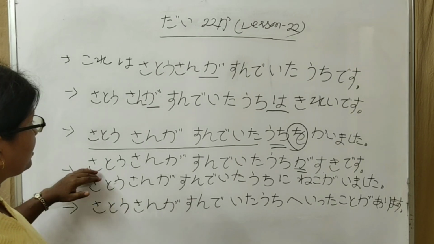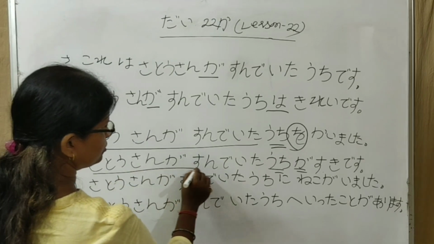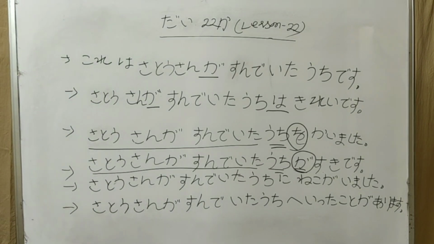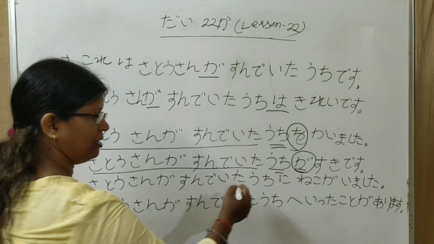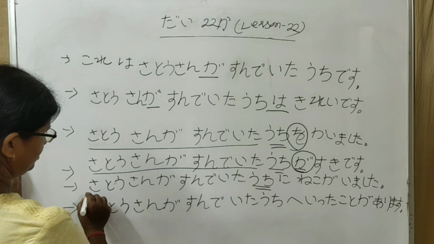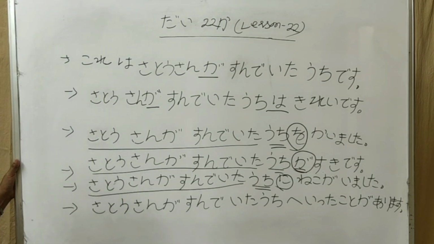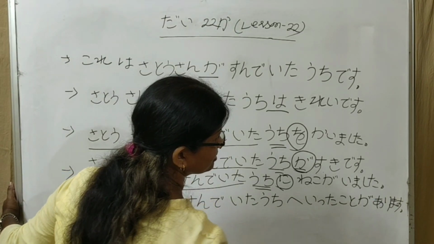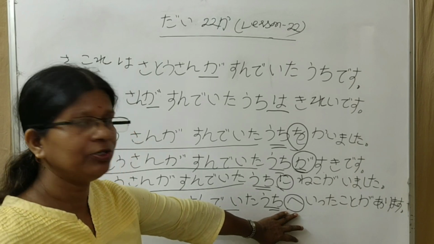So, Sato-san ga sunde ita uchi. Here uchi is modified by Sato-san ga sunde ita. It can also take the ga particle. Next, Sato-san ga sunde ita uchi ni neko ga imashita. Uchi, a noun modified by this sentence, can also take the ni particle. Okay. Next. Sato-san ga sunde ita uchi e itta koto ga arimasu. So, uchi, which is modified by the sentence, can take the e particle here.